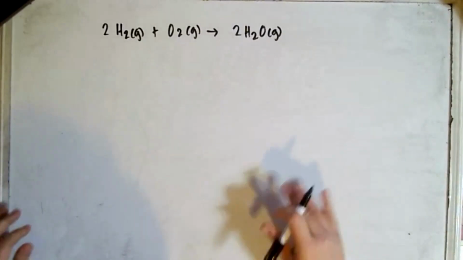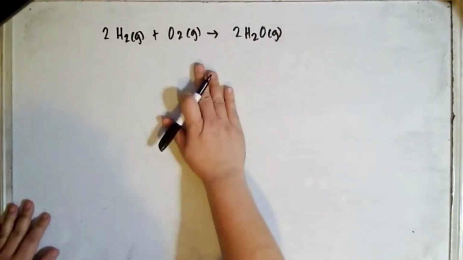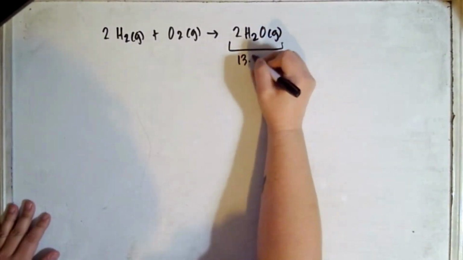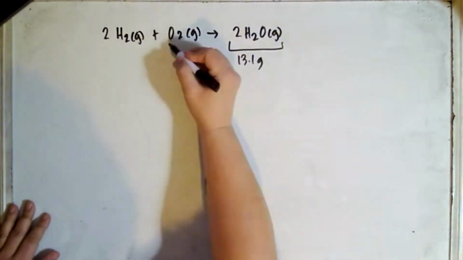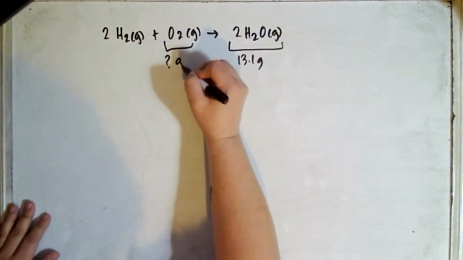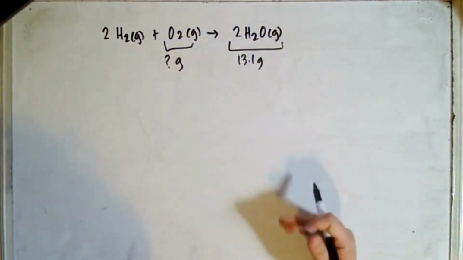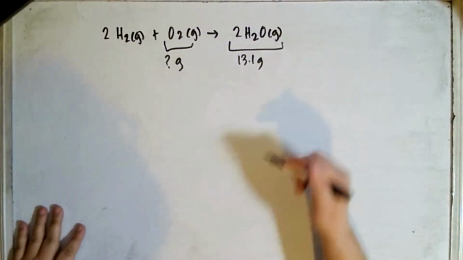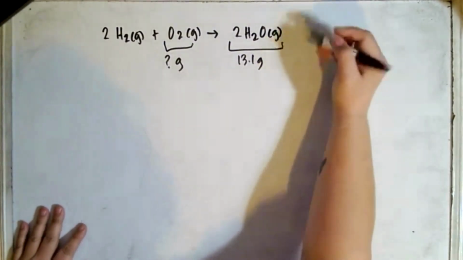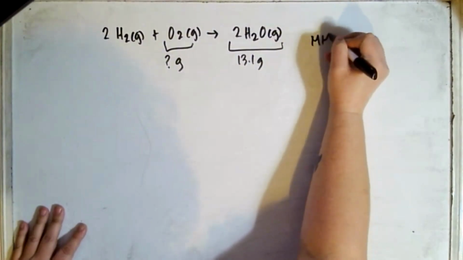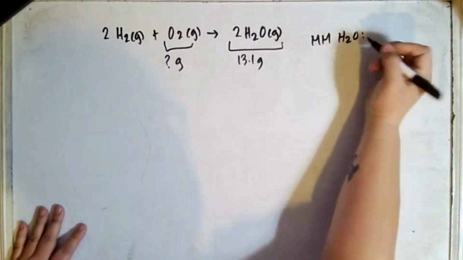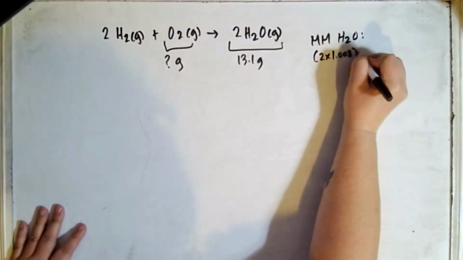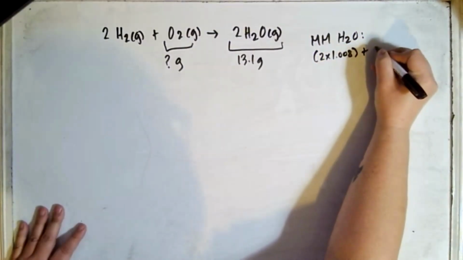So this question tells us that the reaction between the hydrogen and the oxygen is going to produce 13.1 grams of water. And then it asks us how many grams of oxygen are reacted in this process. Okay. But we're going to start in the same place. We're going to need our molar mass for water, which is going to be 2 hydrogens plus 1 oxygen.